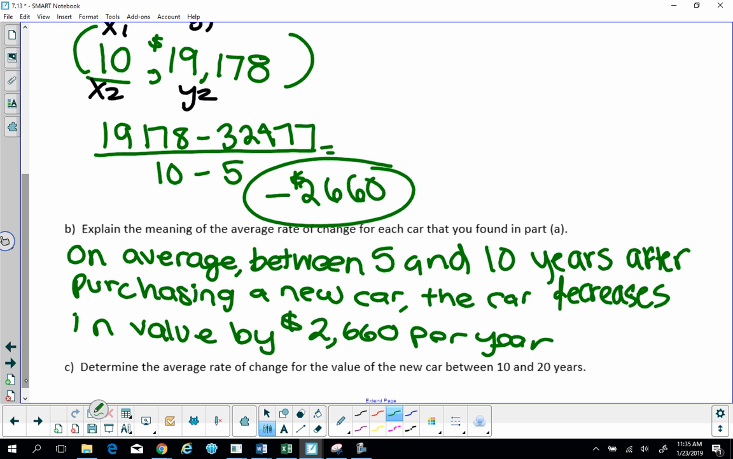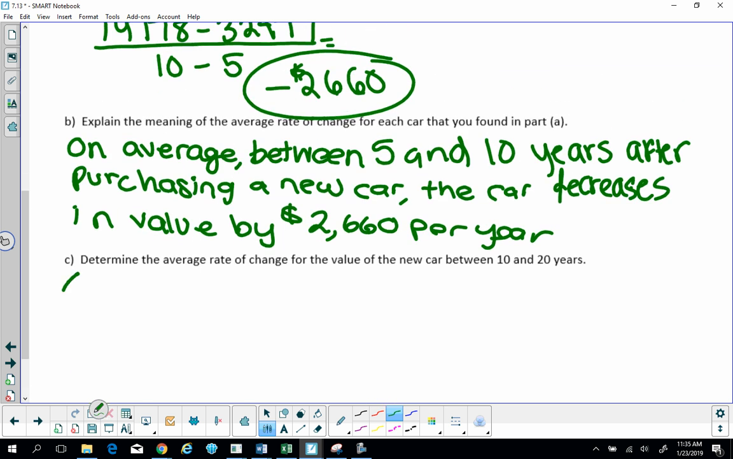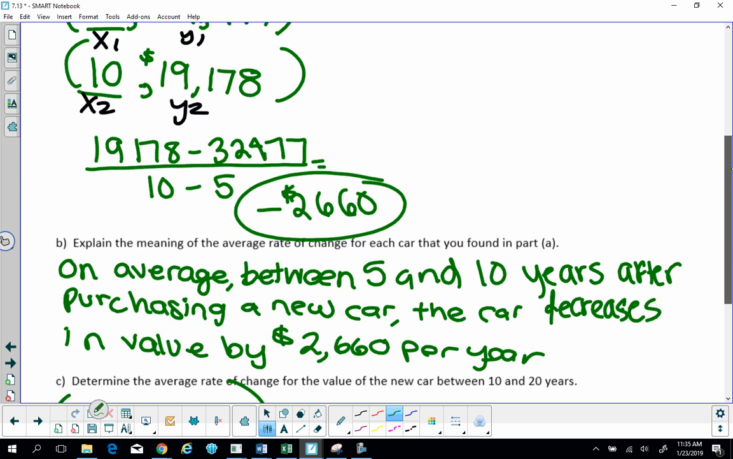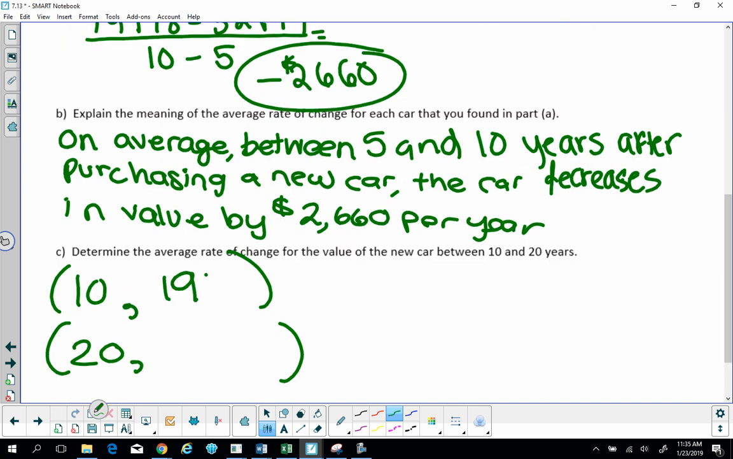Okay, next one says they want to find the new car, they want to know how much the price is decreasing from 10 to 20 years. So go back to your table and find what the value is. We already got 10. What was 10 at 10 years? You already got it. 10, 19,178. Now look up how much is that car worth 20 years later.